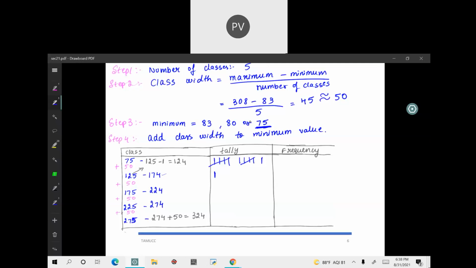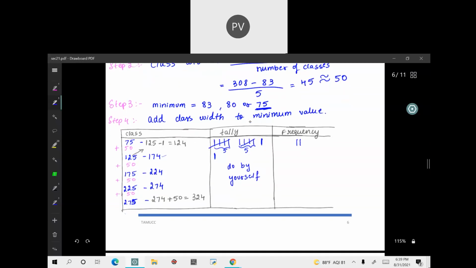In the same way you will do the other class limits. So how do you count the frequencies? See, this whole thing is 5, and this whole thing is 5. 5 plus 5 is 10. The remaining is 1, so it will be 11. So 11 is my frequency. Likewise, do the rest yourself. I will give you the frequency numbers: 11, 24, 10, 3 and 2.